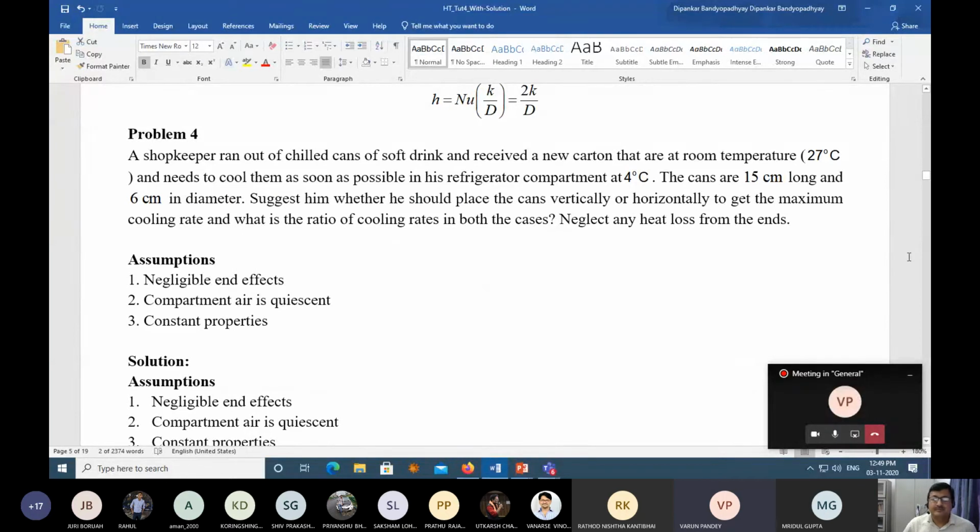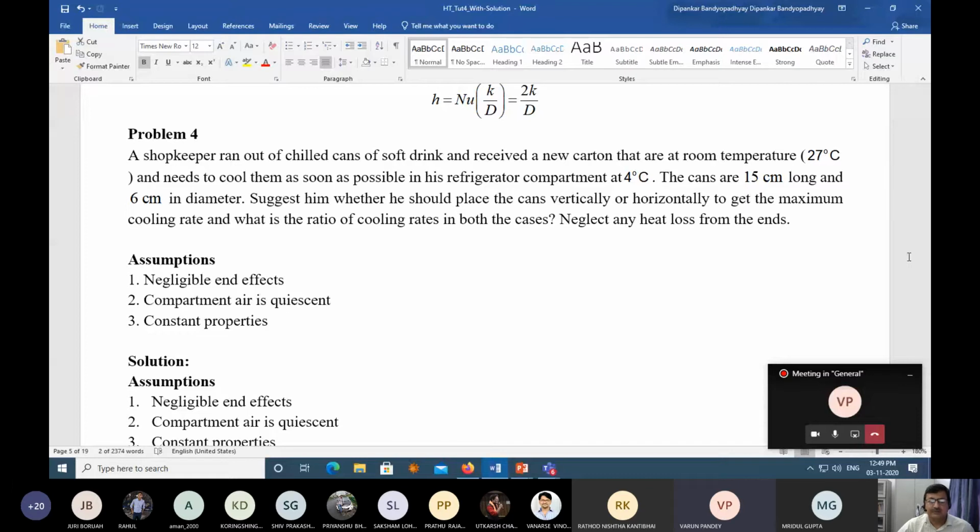A shopkeeper ran out of chilled cans of soft drink and received a new carton that is at room temperature, 27 degrees centigrade, and needs to cool them as soon as possible in his refrigerator compartment at 4 degrees centigrade. The cans are 15 centimeter long and 6 centimeter in diameter. Suggest whether you should place the cans vertically or horizontally to get the maximum cooling rate, and what is the ratio of cooling rates in both the cases. Neglect any heat loss from the ends.